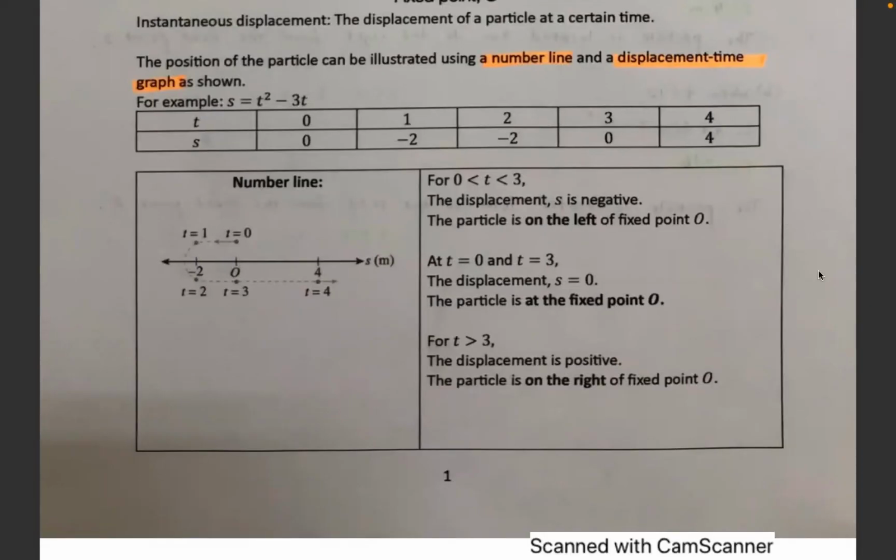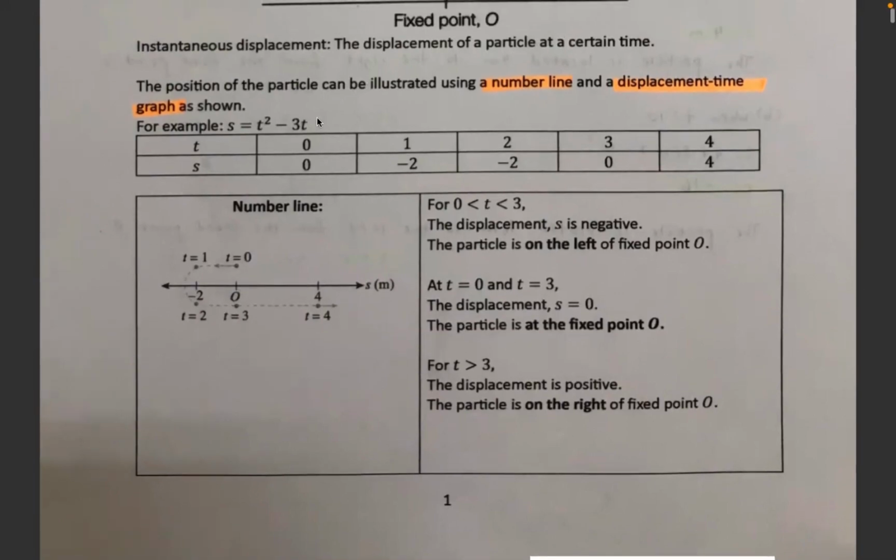The position of the particle, or you can say the displacement of the particle, can be illustrated using a number line and a displacement-time graph. So for example, let's say we have an equation, S equals t squared minus 3t. If you want to draw a number line, let's say we want to draw from t equals 0 until t equals 4. To get the answer for displacement, you just need to substitute the value of t inside. Then we have all the answers here.